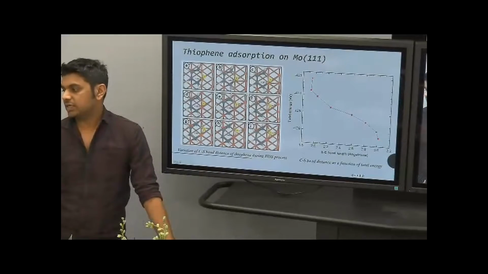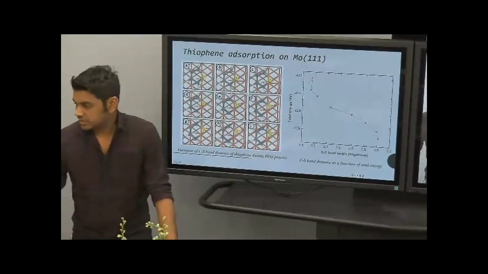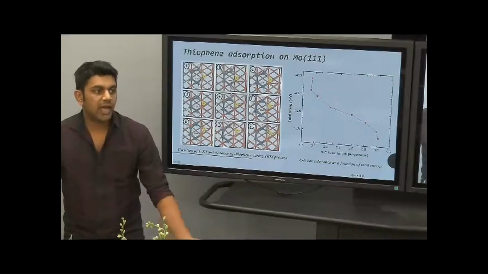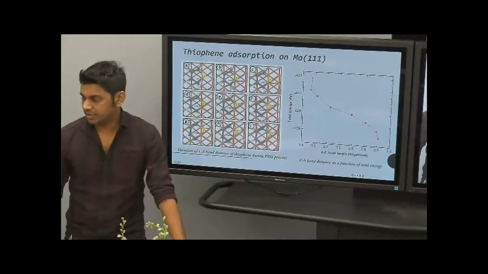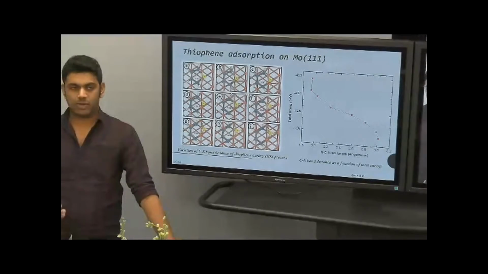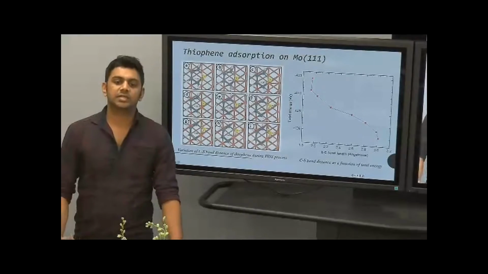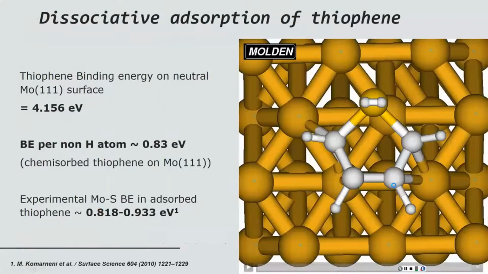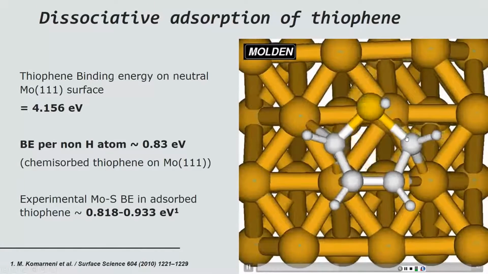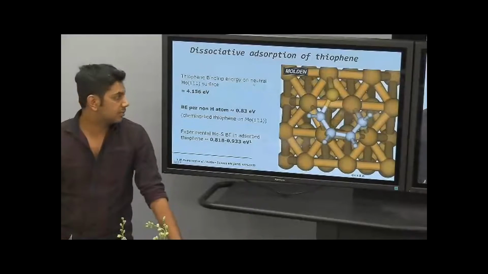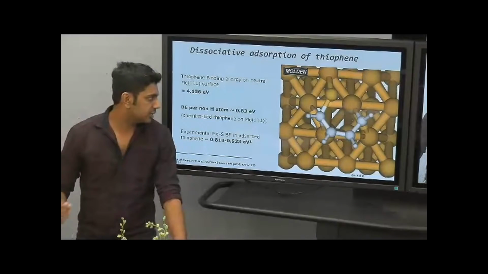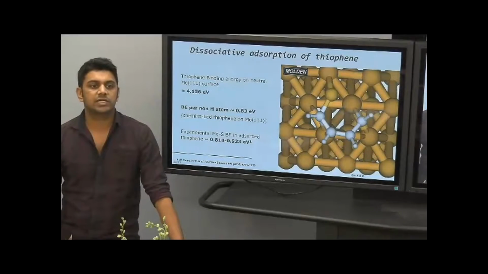Here you can see the carbon sulfur bond distance as a function of total energy. As the carbon sulfur bond distance increases, the total energy of the system decreases. That means the system tends to stabilize by dissociating this carbon sulfur bond. This movie further illustrates the dissociation of this carbon sulfur bond during the adsorption process, which further confirms that thiophene is dissociatively adsorbing on these catalytic surfaces.